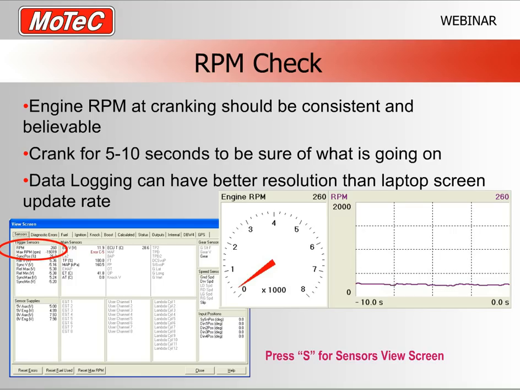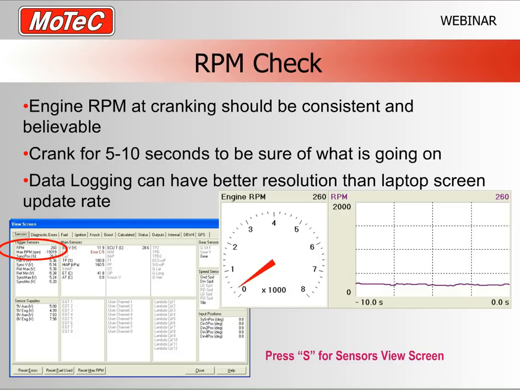As an example, a Chev V8 or something might crank at 260. You've got a pretty good idea. Some of the smaller bike and jet ski engines might crank at a higher or lower speed than that. You just need to have an idea of what this engine should be cranking at.